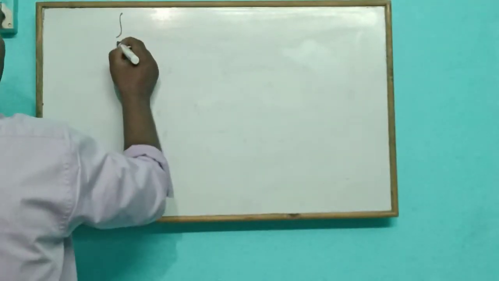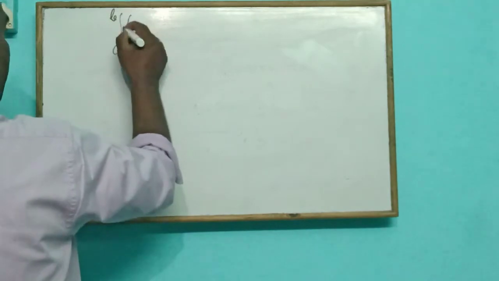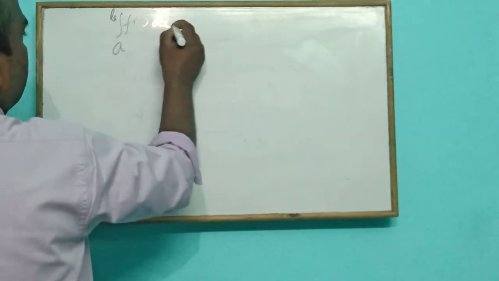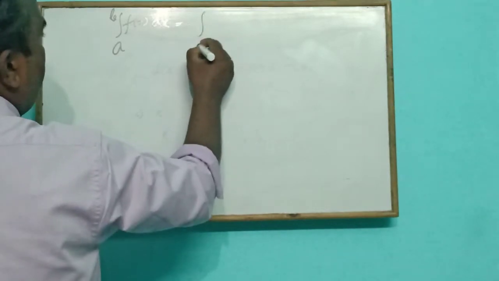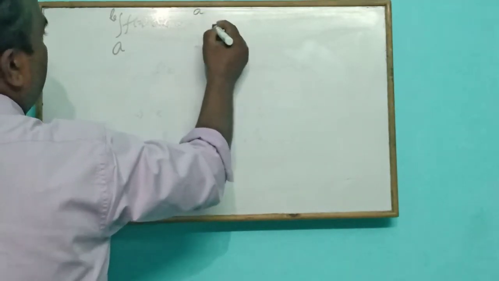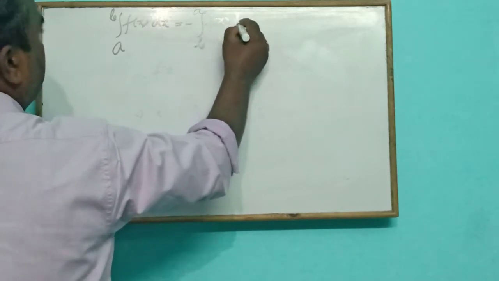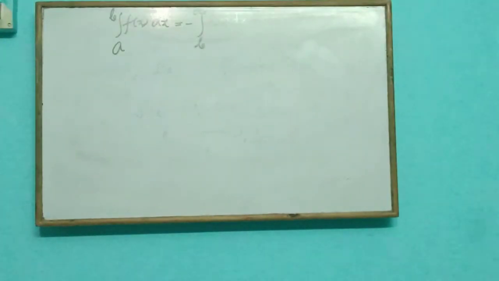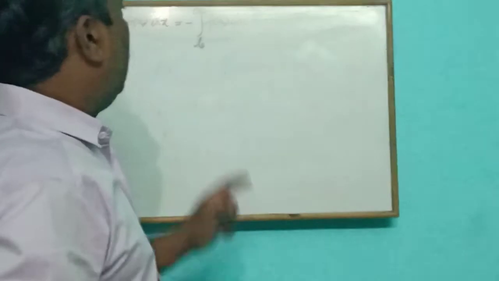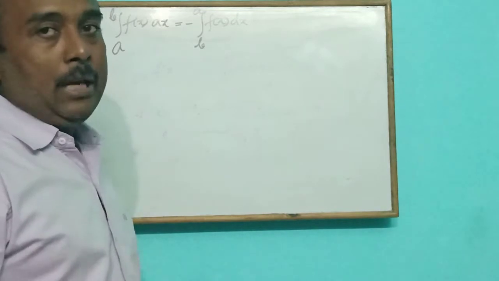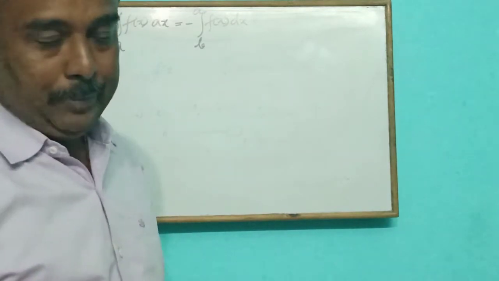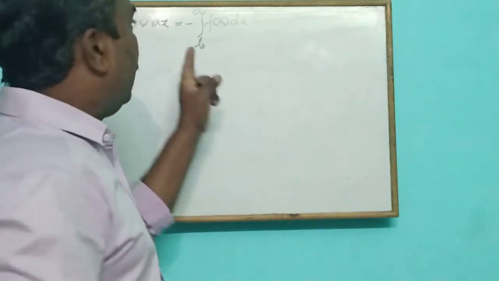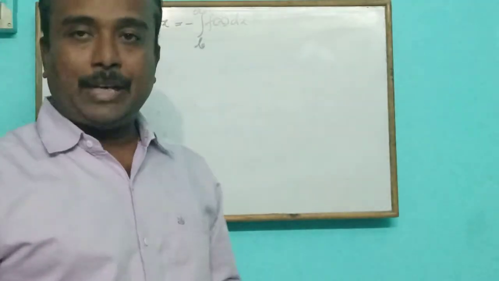So our next property is integration from a to b of f x dx is equal to minus integral from b to a of f x dx. That means the value of the definite integral changes if the position of the upper limit and lower limit is changed. That means if the lower limit is made the upper limit and the upper limit is made the lower limit, then the value of the definite integral changes by a negative sign or a minus sign.